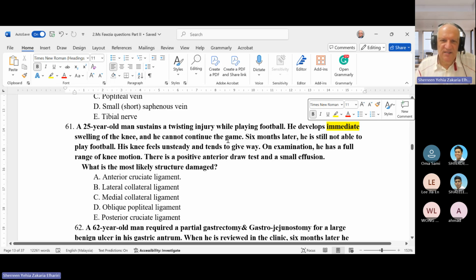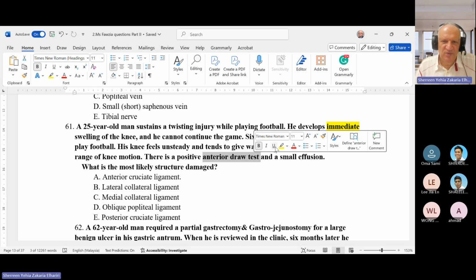He can't continue in the gym. 6 months later, he is still not able to play football. His knee feels unsteady and tends to give way. On examination, full range of movement and a positive anterior drawer test. Okay, so we have two clues here.